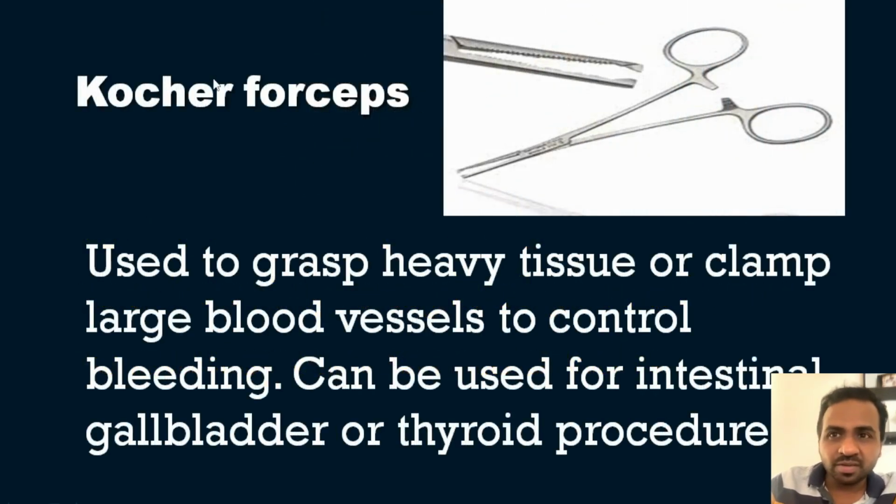So the next option was regarding the Cocker forceps, and you can see the picture of Cocker's forceps in this, and the tip is magnified here. So we can easily understand. It is used to grasp heavy tissue or clamp larger blood vessels to control bleeding, and it can be used for intestinal, gallbladder or thyroid procedures. Okay, so this is a Cocker's forceps.